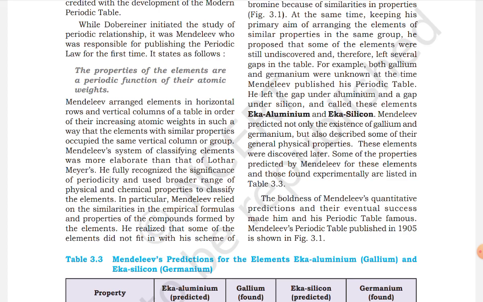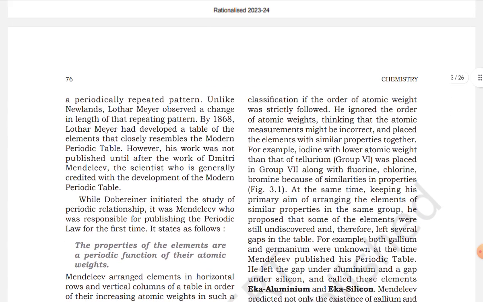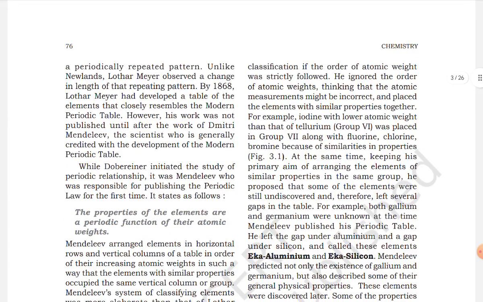He realized that some of the elements did not fit in with his scheme of classification if the order of the atomic weight was strictly followed. He ignored the order of atomic weight, thinking that the atomic measurement might be incorrect, and placed the elements with similar properties together. For example, iodine, with lower atomic weight than that of tellurium, group 6, was placed in group 7 along with fluorine, chlorine, bromine because of similarities in properties.